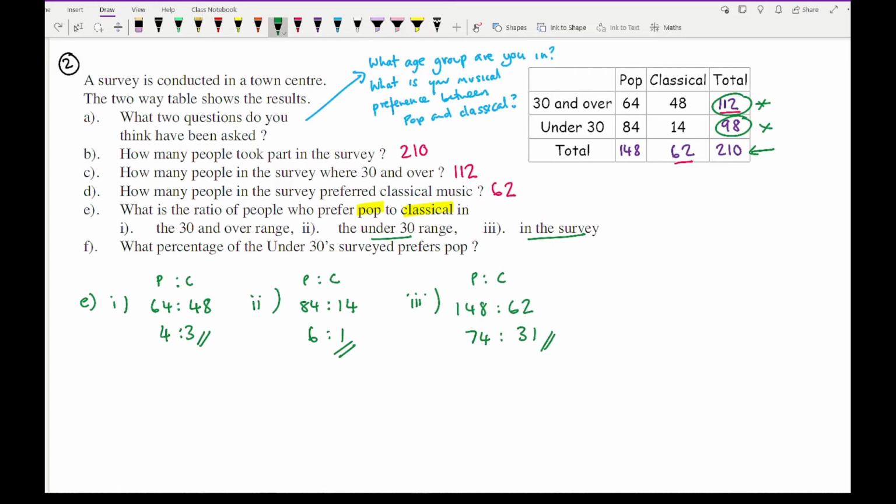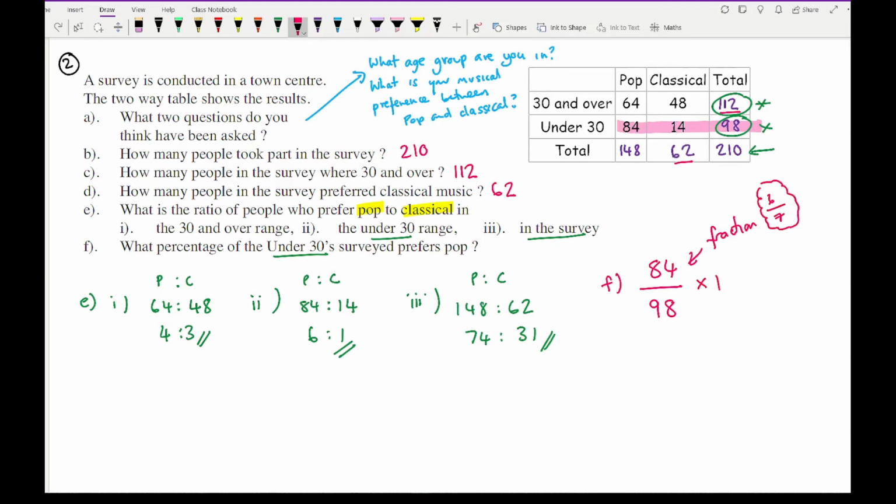Then for part F, it says what percentage of under 30s. So the under 30s, so I'm looking at this column here. For part F, I'm looking at what percentage of under 30s preferred pop. Well, how many under 30s are there? Well, there's 98. And out of those 98, how many people chose pop? That's going to be 84. So if I wanted it as a fraction, that is my answer in terms of a fraction. And simplifying that would give me 6 out of 7. So that would be the full mark answer.